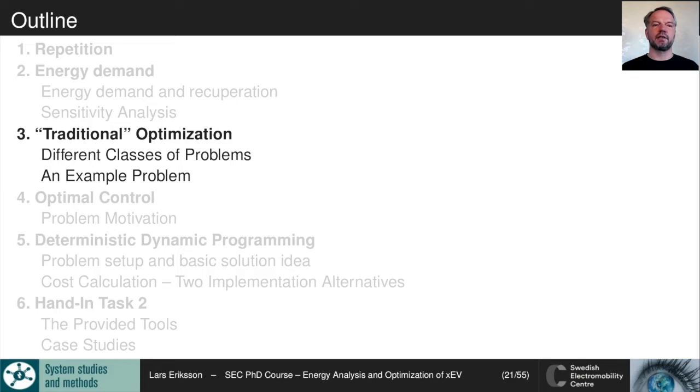We'll start by going through different classes of problems that I actually expect you have already encountered in different optimization courses. And then we will look a little bit at an example problem that we might return to later in the series. With the basis in the traditional optimization, we will look at the main difference between optimization and optimal control.